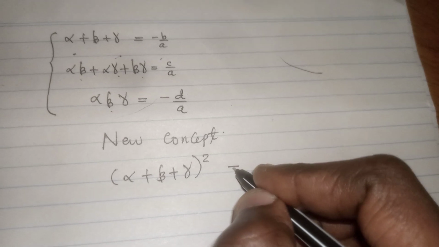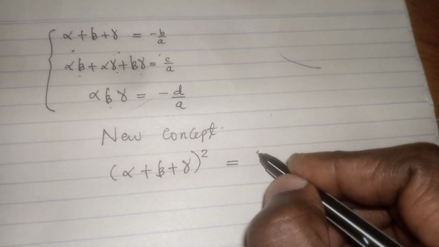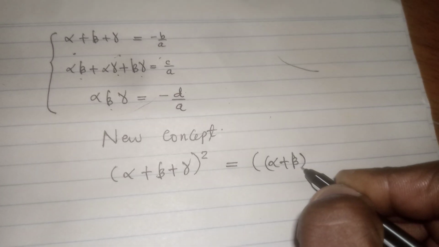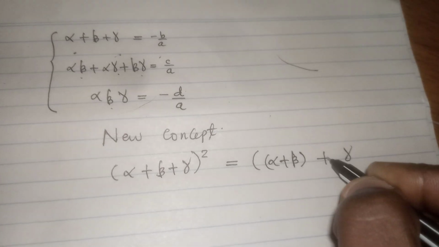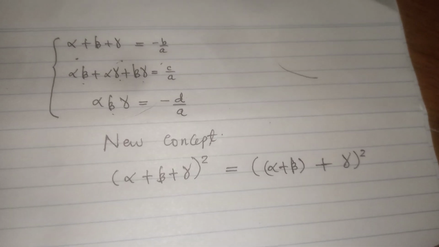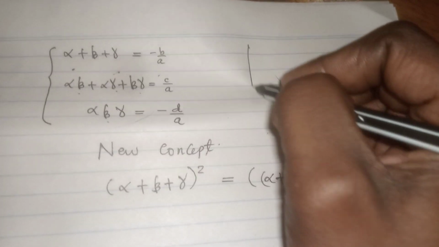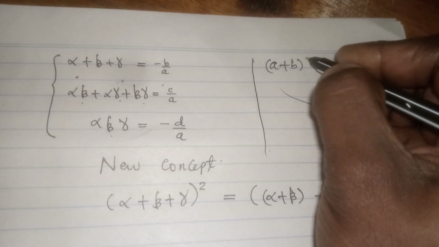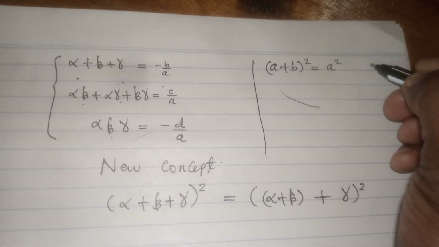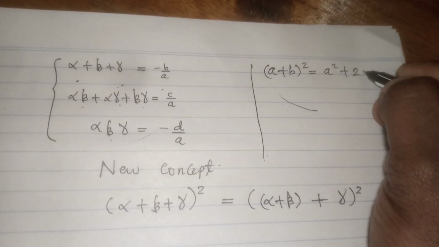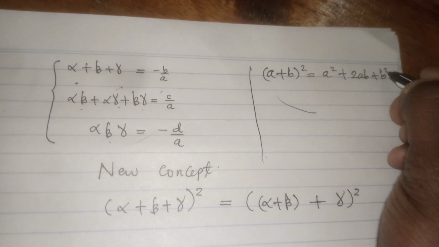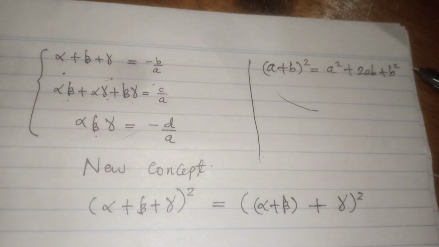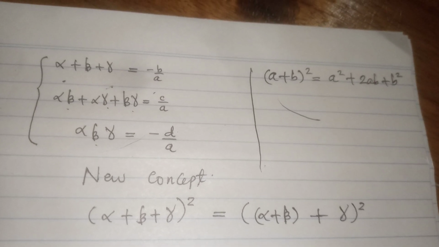Now if we expand this, we may arrange it in this form: alpha plus beta as a single object, then plus gamma, squared. But we know that a plus b squared is equal to a squared plus 2ab plus b squared. Now we'll follow this concept. I think we know this from Form 2.